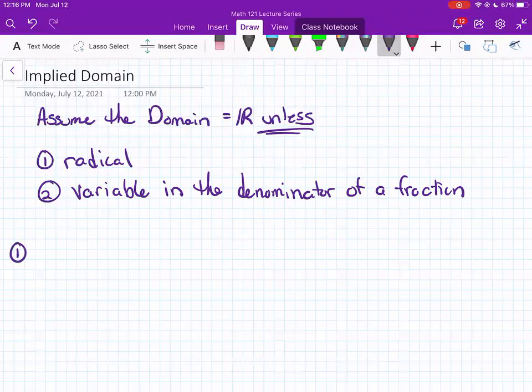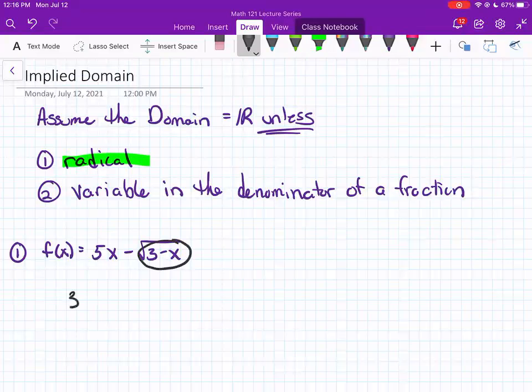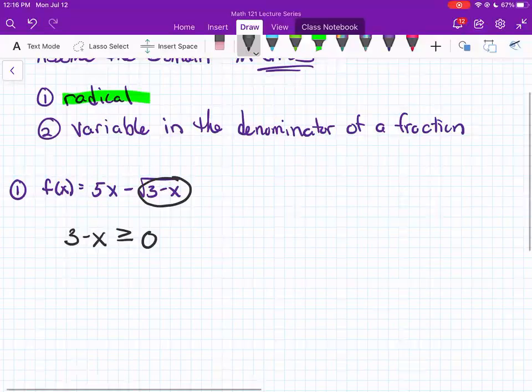So let's look at a radical. For example, if you are given the function f of x equals 5x minus the square root of 3 minus x, it has this radical I was speaking of. From our previous studies on radicals, we know that we cannot take the square root of a negative number. So if the function has a radical, you take whatever's under the radical, and because we know it can't be negative, we restrict it and say that it has to be greater than or equal to 0. We are not worried about any other parts of the equation. And then we solve for x.